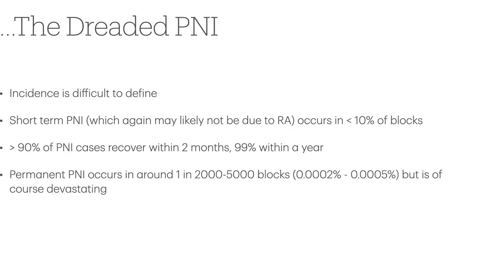So the incidence of PNI itself is quite difficult to define. It is generally rare. Some mild persistent symptoms occur in less than 10% of blocks, and again may not be related to the block anyway. But in any case, a lot of peripheral nerve injuries resolve within 6 months, and it's very rare that you get permanent peripheral nerve injury. But it's still important because for the patient, it is a devastating complication.